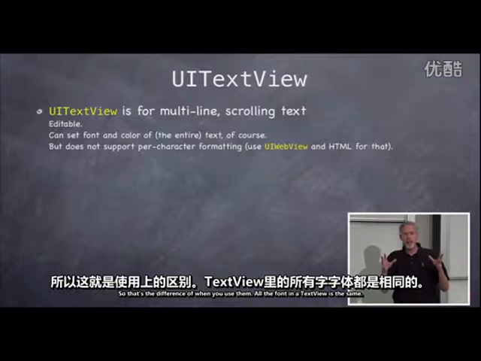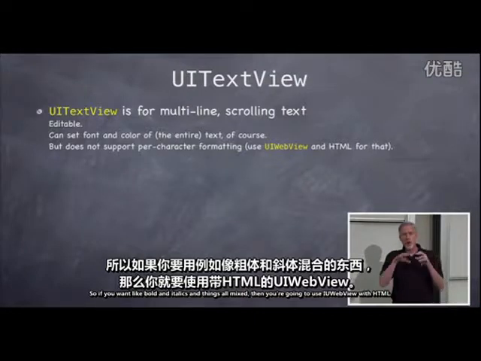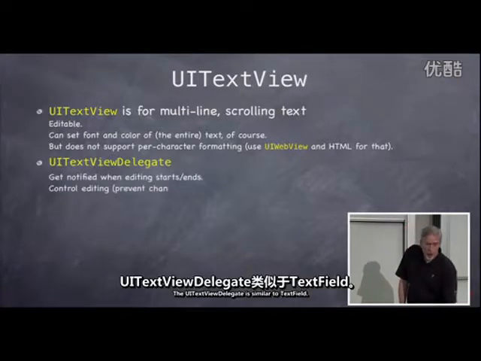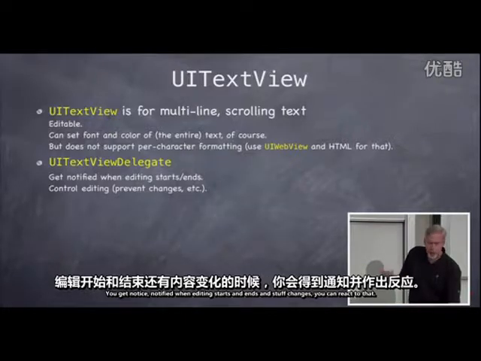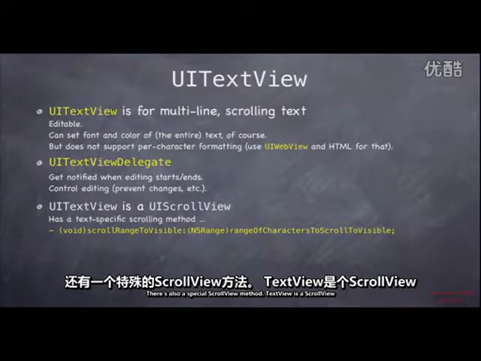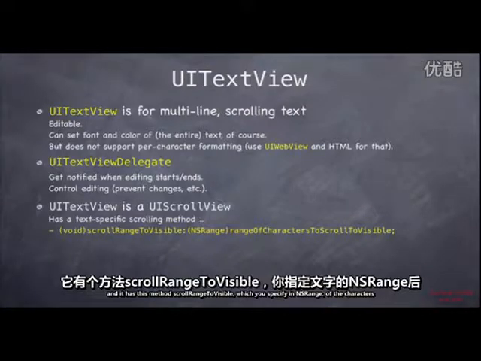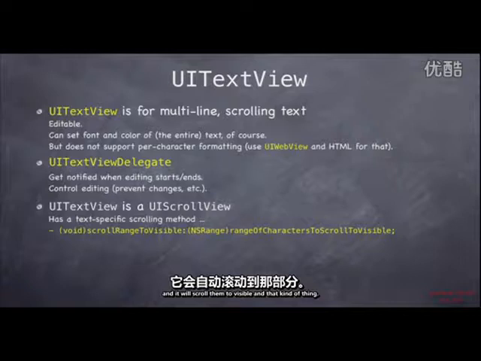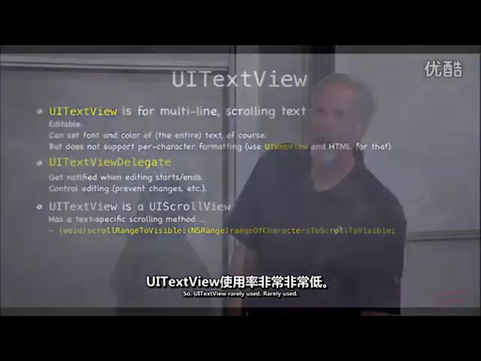All the font in a text view is the same. So if you want bold and italics and things all mixed in, then you're going to use a UI web view with HTML. The UI text view delegate is similar to the text field. You get notified when editing starts and ends and when stuff changes. You can react to that. There's also a special scroll view method. A text view is a scroll view, and it adds this method scroll range to visible, where you specify an NS range of the characters, and it'll scroll them to visible, that kind of thing. So, UI text view, rarely used.